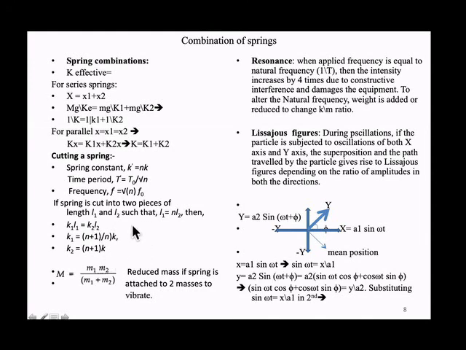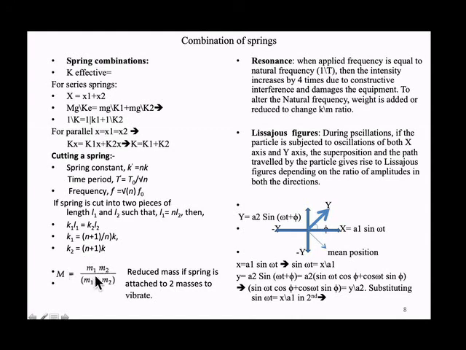That is why we have to cross-check the individual spring constants when adding in series. Series means 1 by k is 1 by k1 plus 1 by k2, and I should come back to k. So the smaller the length, the more the spring constant.